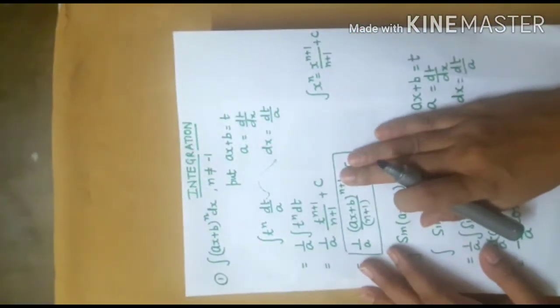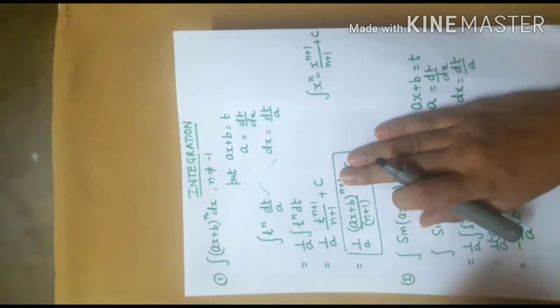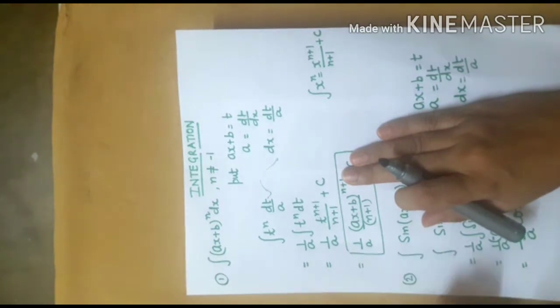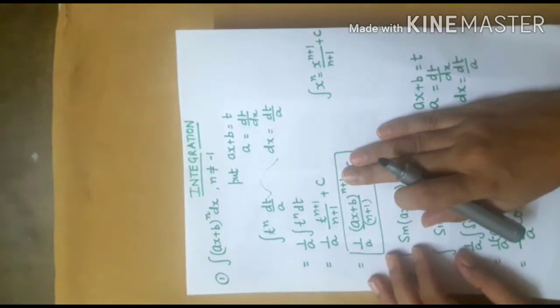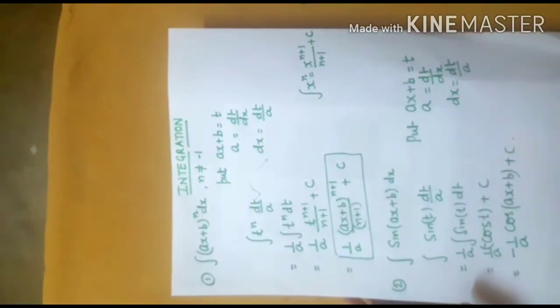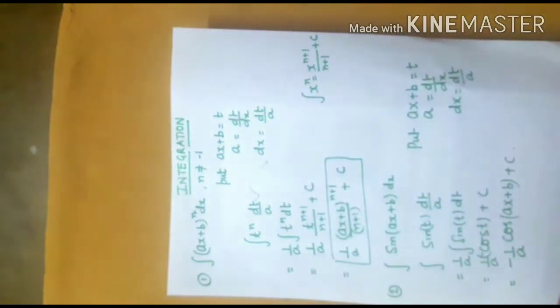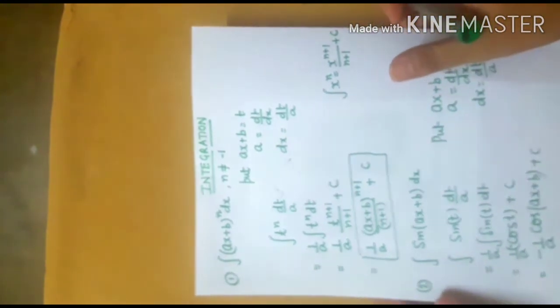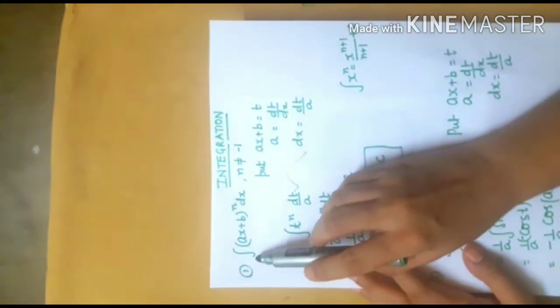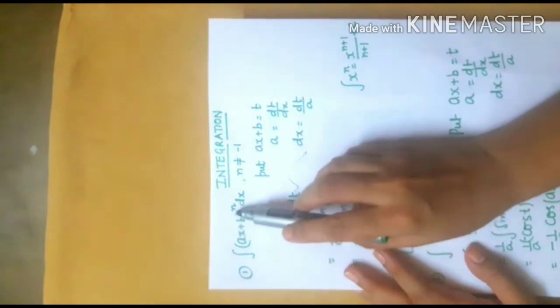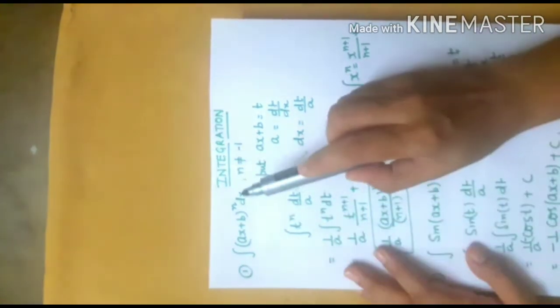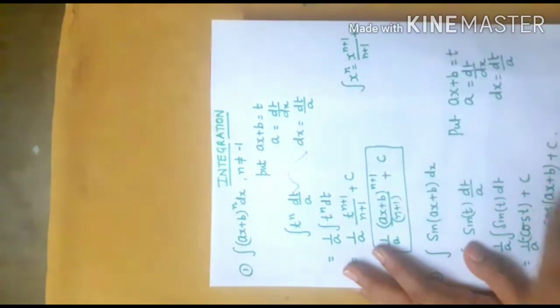Last time we discussed the substitution method, or integration using substitution. Today we will discuss a few more forms. Yes, the integral of (ax plus b) whole raised to the power n dx. Here n is not equal to -1.